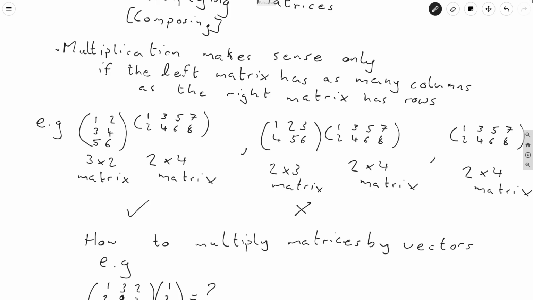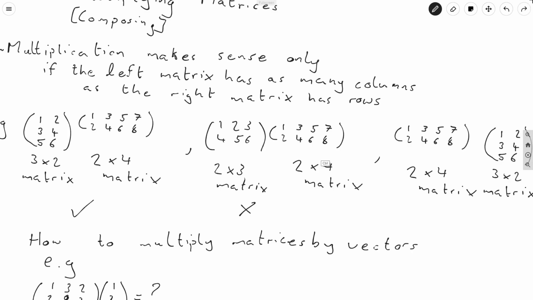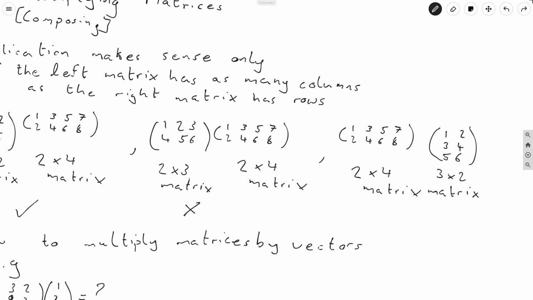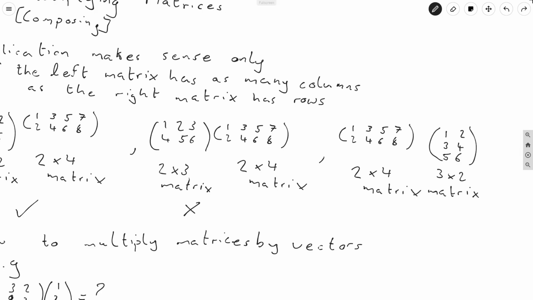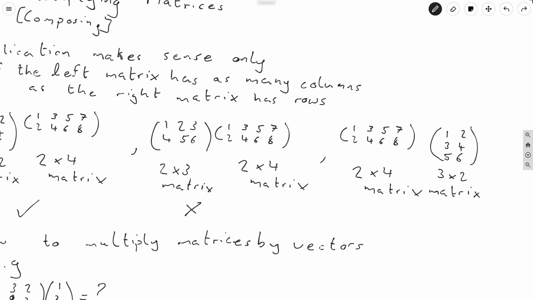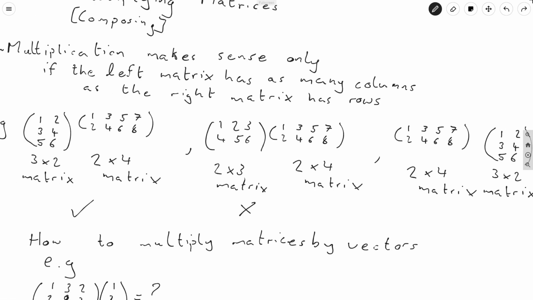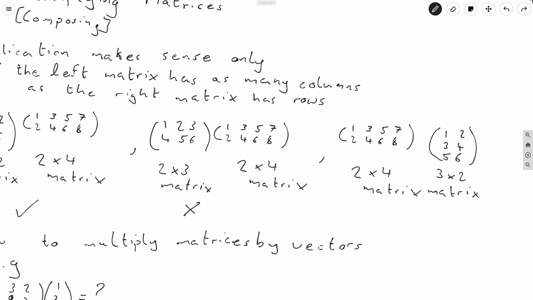Okay? And lastly, as my final example of something that doesn't work, notice that this third example here is a 2 by 4 by a 3 by 2. But more specifically, we've swapped the order of multiplication of our first example. Okay? So we've got a 3 by 2 matrix times a 2 by 4. But down here we have a 2 by 4 times a 3 by 2.